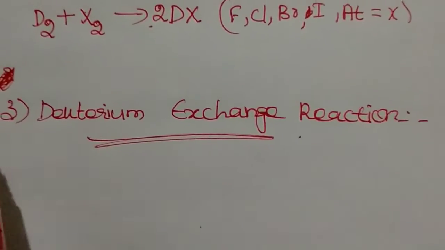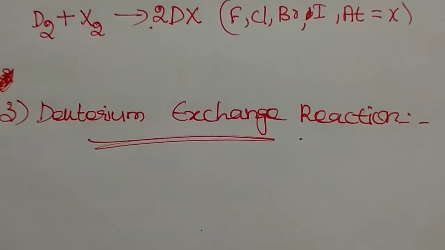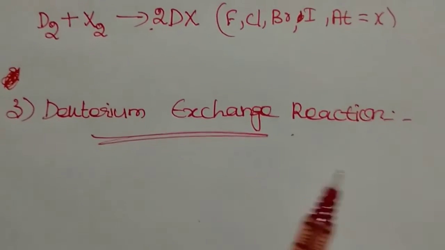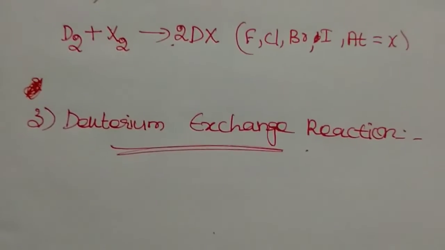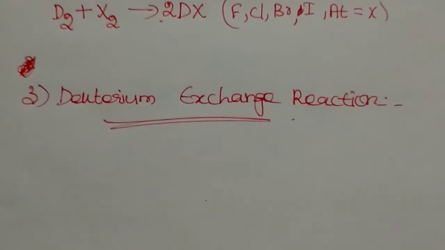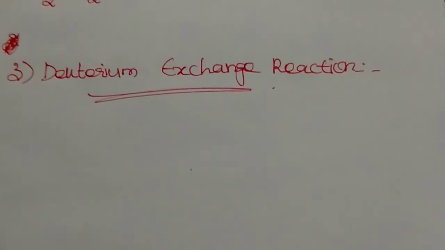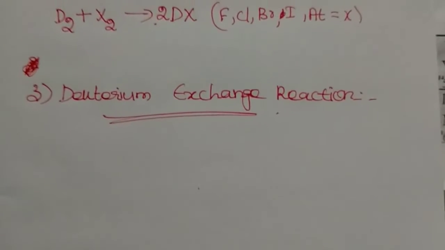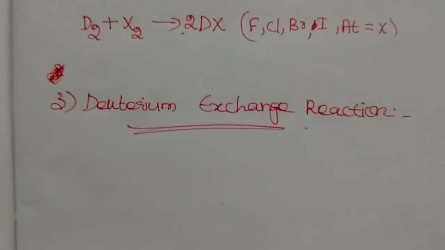From the heading you can understand deuterium exchange reaction. So deuterium can exchange atoms in the reaction. This is generally called the deuterium exchange reaction. Deuterium has the capability to exchange the hydrogen with deuterium, either partially or completely. It only depends upon the conditions of that reaction. So the reaction occurs in the presence of deuterium or heavy water.